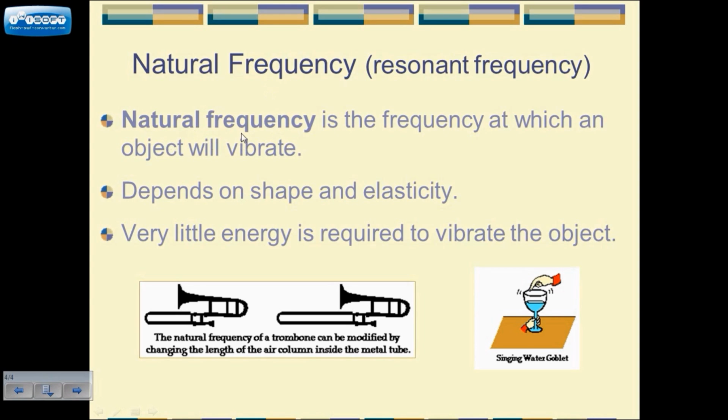Now, the natural frequency of the object depends on the shape of the object and the elasticity of the object. So how big it is, in what shape, and what the material is made of. When you reach this natural frequency, very little energy is required to cause that vibration. A classic example is any musical instrument. Every musical instrument has a certain natural frequency, and in the example here of a trombone, when you pull the slide out, it changes the shape and size of the instrument, changing its natural frequency, hence changing the sound or tone that it's making.